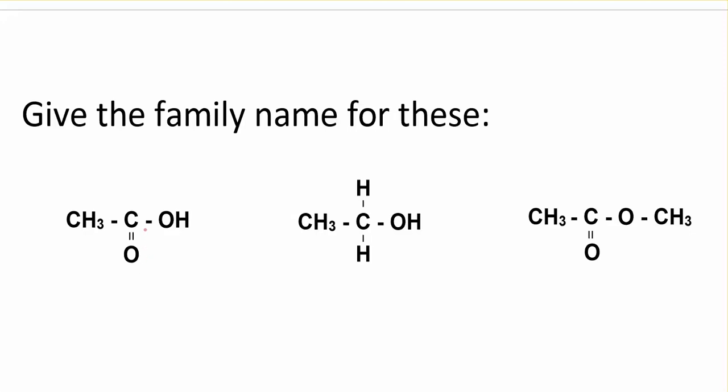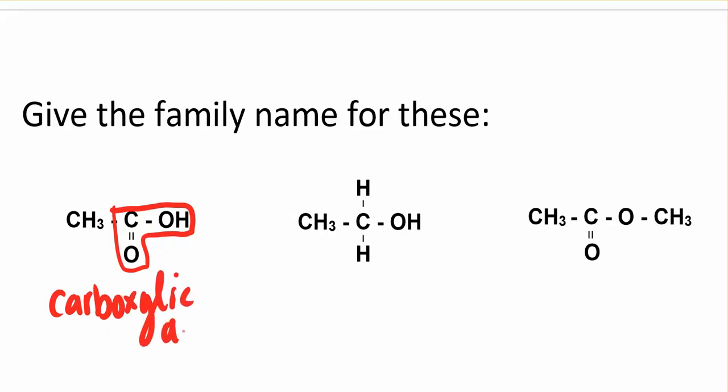So this first one, we look and see the non-CH part. We look at this pattern here. What pattern does that follow? It's a carboxylic acid. This one has just that OH and there's no other oxygen there, so this is an alcohol.